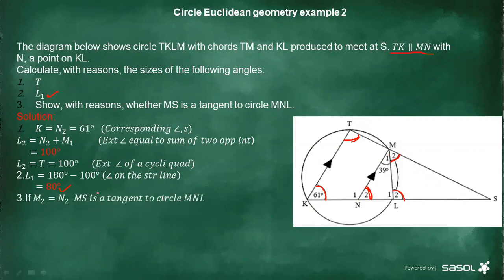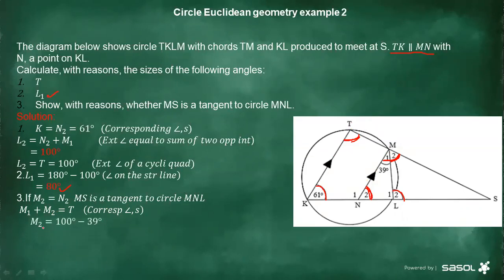Now let's go. First, we say if angle M2 equals angle N2, MS is going to be a tangent to the circle MN, only if they are equal. Now let's prove if they can be equal. Then we say M1 plus M2 equals T. This whole angle, when we add them together, is equal to this angle T. The reason is corresponding angles, because these two lines, KT and MN, are parallel.